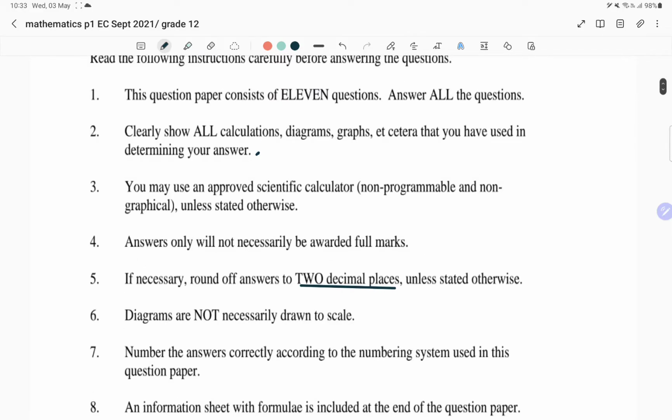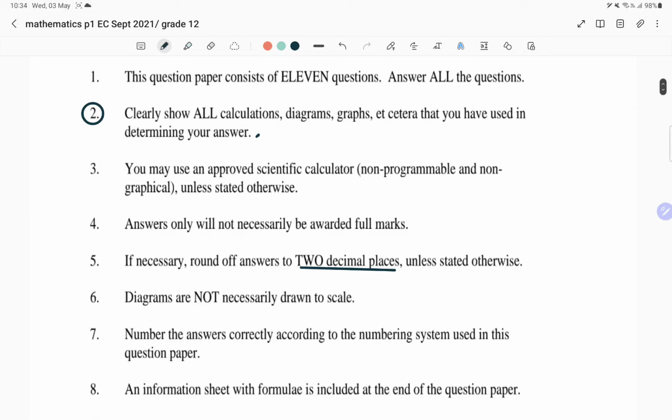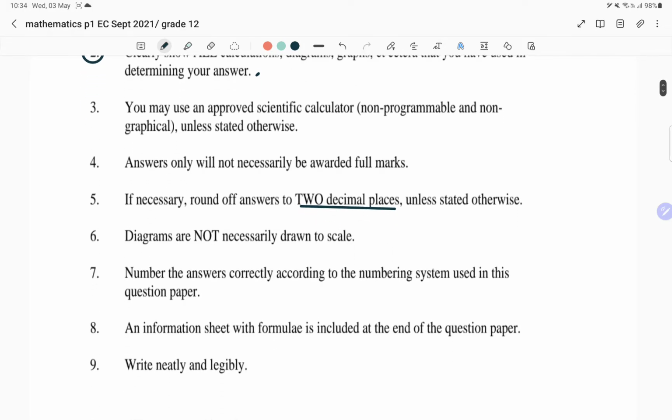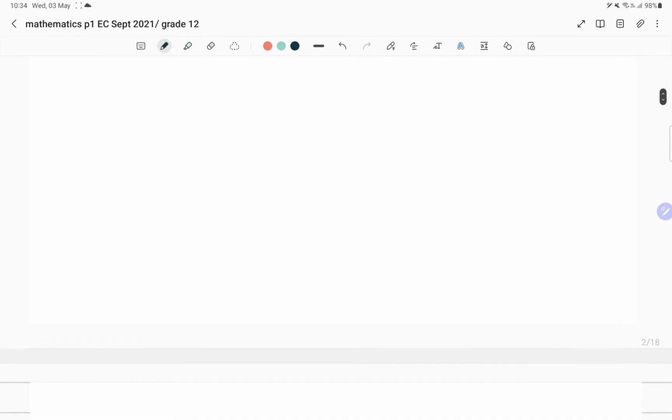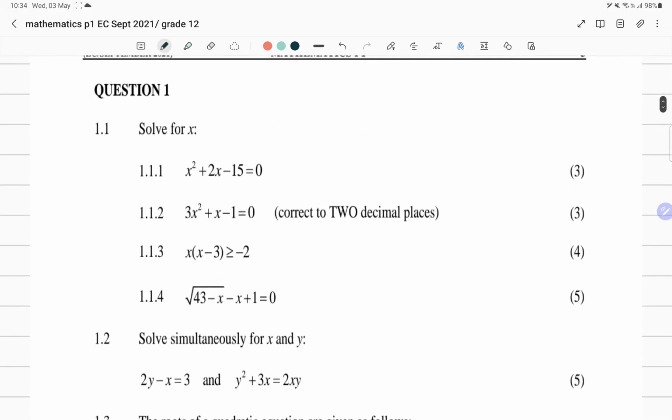And then of course, you already know here, if you use a formula, you have to show all the substitutions, the calculations, diagrams, etc. that you've used to determine your answers. It has to be seen. You can't just show up with an answer. Otherwise, the rest is just as usual.